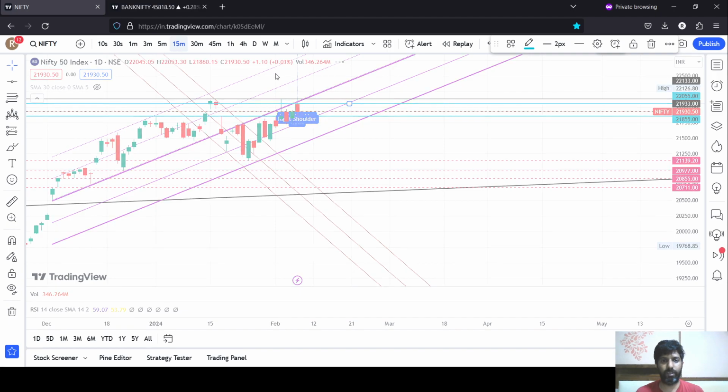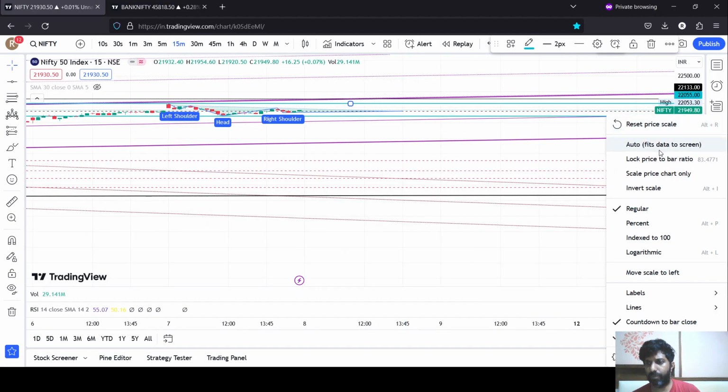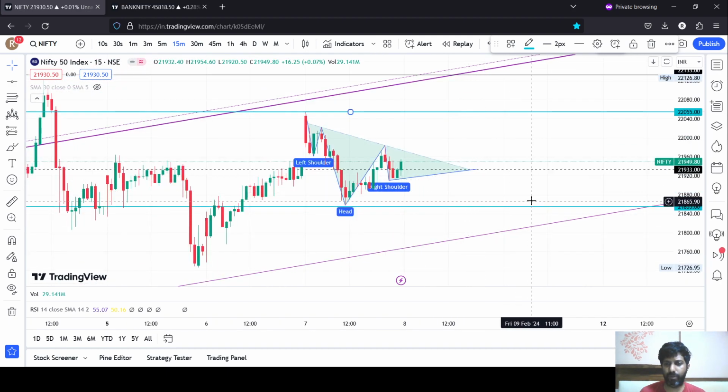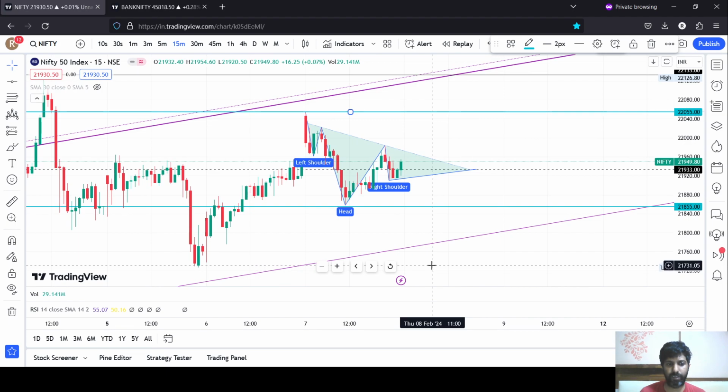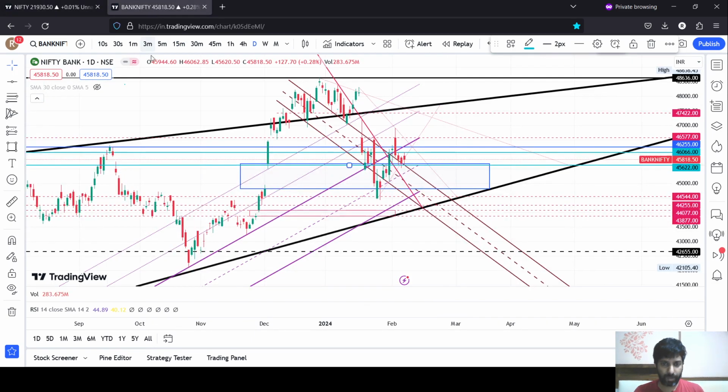On the downside, I think the downside is pretty clear. 21,855 is the level to watch out for. That is today's low. And if that level breaks, then I think the next level will be 21,722. And which again, if it does not sustain and if the price breaks that level, then 21,500 is also a level which can be seen in the coming trading sessions. Let's go to Bank Nifty.